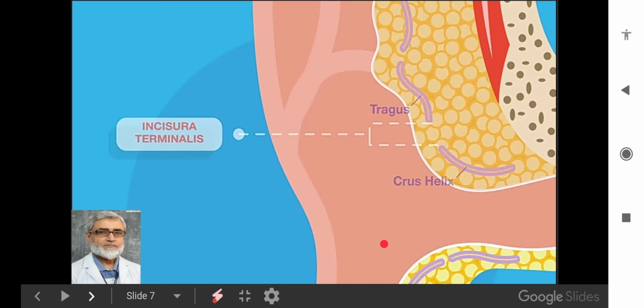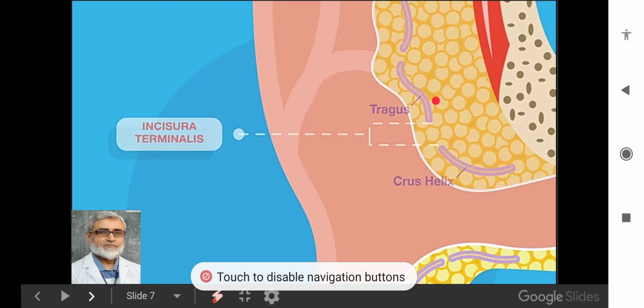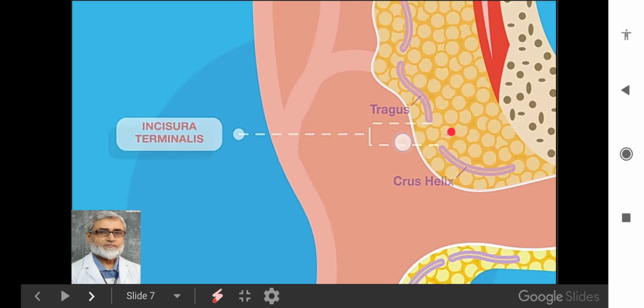Just see the cut section of your auricle. You can see these lines. These are the cartilaginous part, and somewhere it is deprived of cartilage. Here the cartilaginous part is not continuous. Here it is deficient. So this deficient part of your external ear is known as the incisura terminalis.